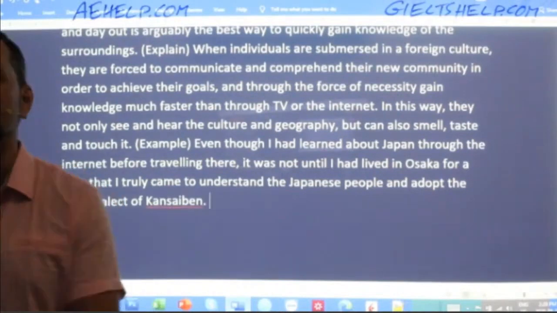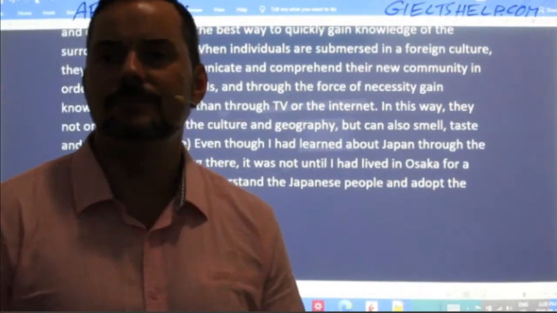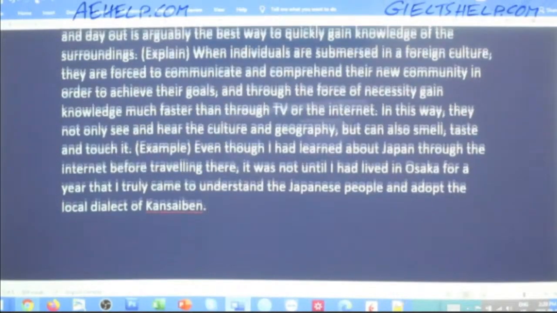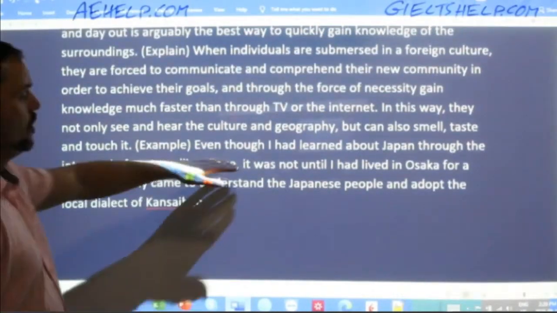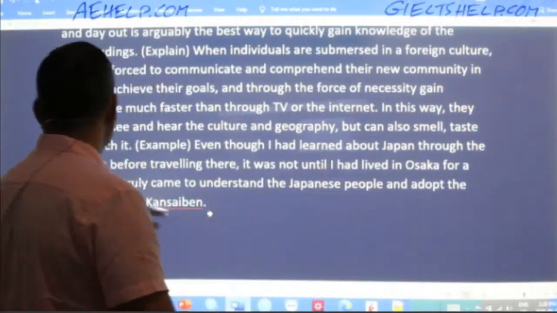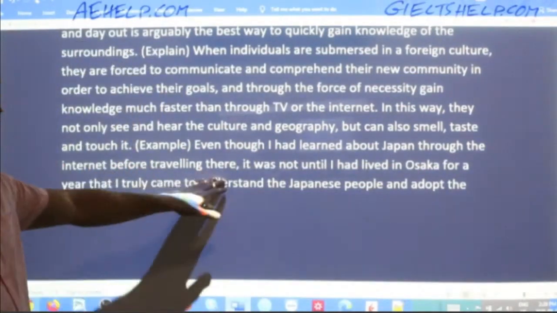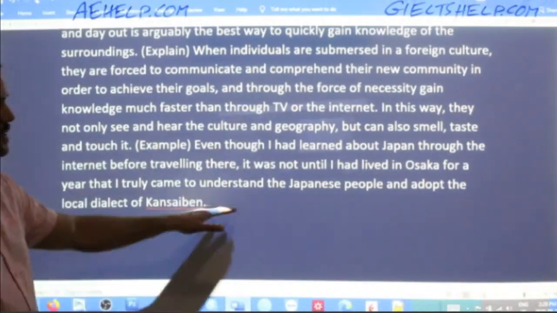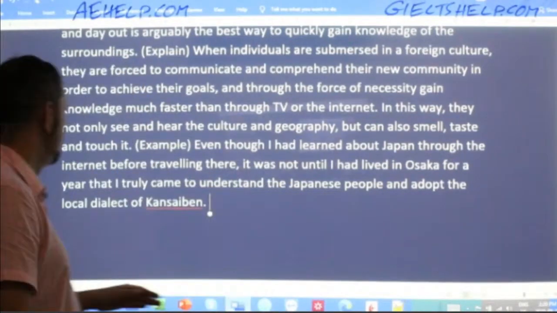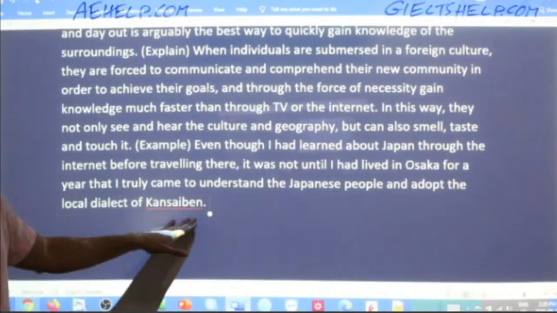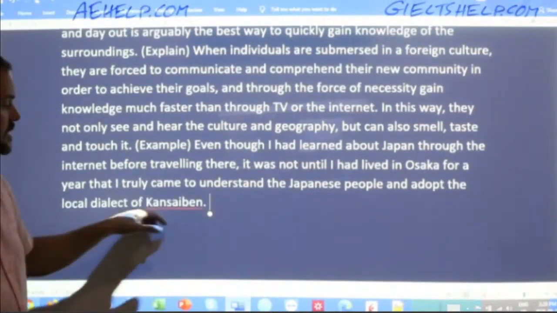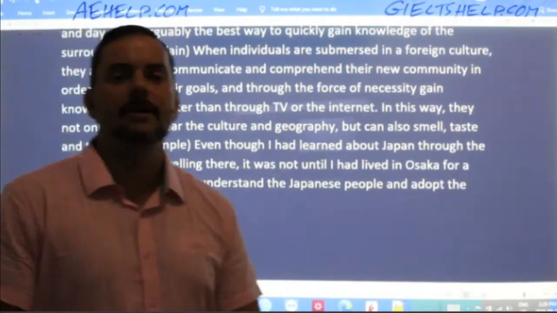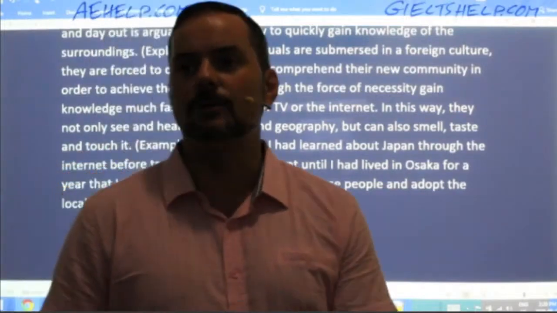Okay, just going to stick with some hiragana there, or romaji, I should say. Okay, so here we go. This is my example. Even though I had learned about Japan through the internet before traveling there, it was not until I had lived in Osaka for a year that I truly came to understand the Japanese people and adopt the local dialect of Kansai Ben, okay, which is the Kansai area use of the Japanese language. Okay, all right. So that's my example.